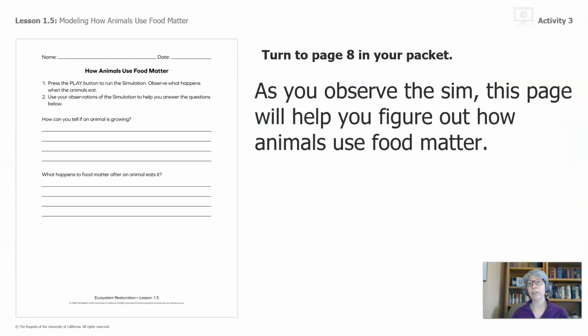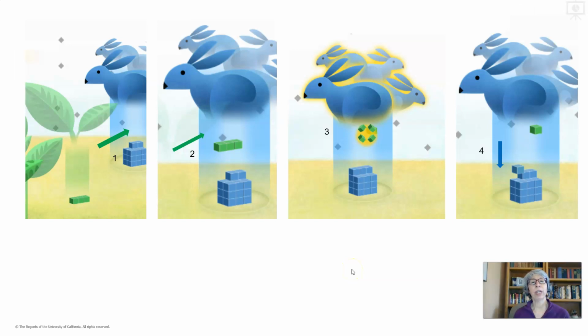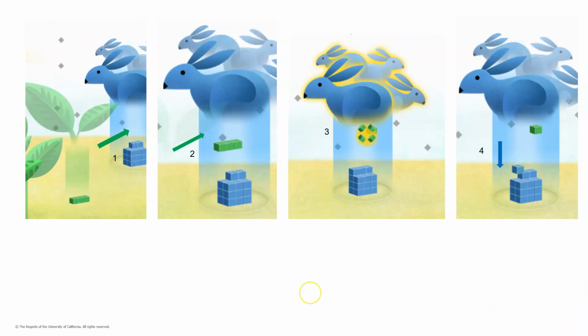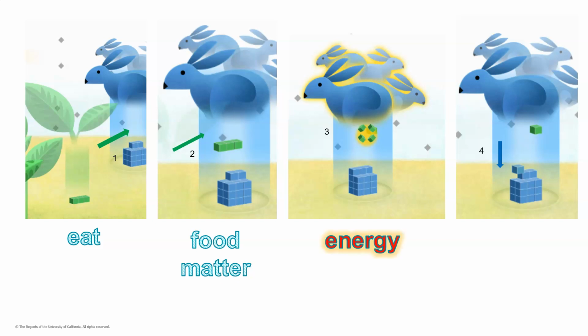Did you figure out how animals use food matter? All right. Make sure you jot down some of your ideas. But I want to take a quick pause here. I have a screen capture here. Let's do some stop motion replay. What did you observe? As the rabbits eat the plants, they digest the plant matter as food, right? The food matter becomes energy and body matter. The rabbits use the energy to move, and the body matter keeps the plants growing and thriving.